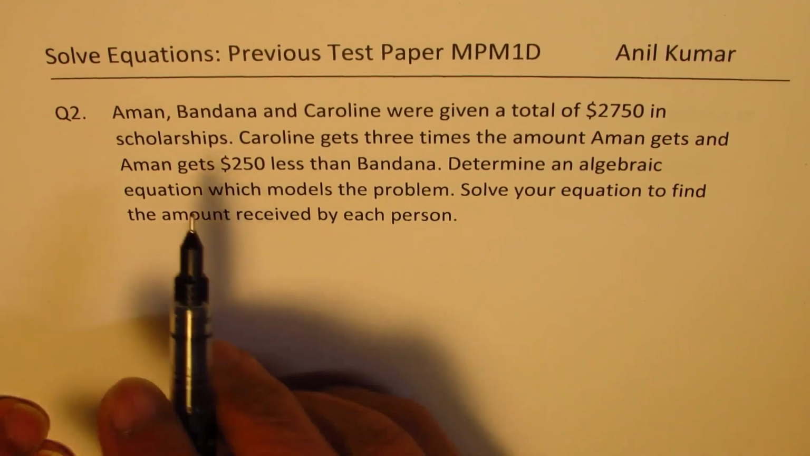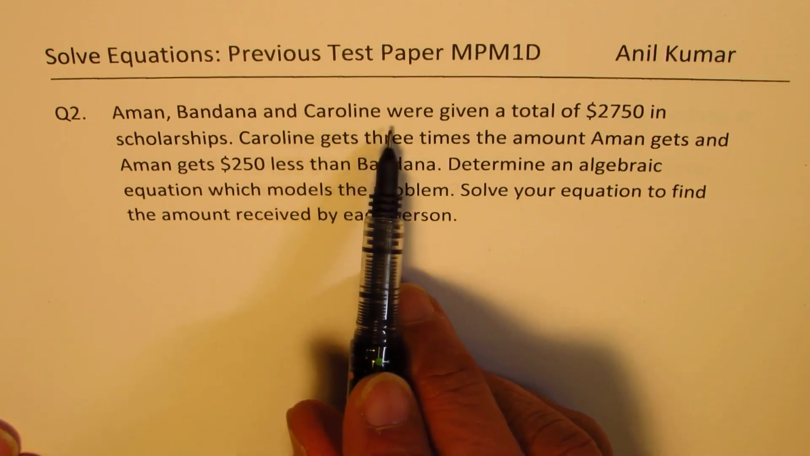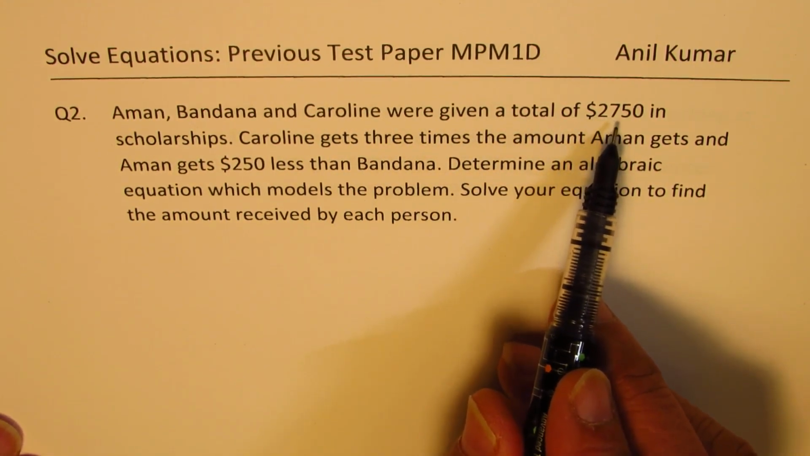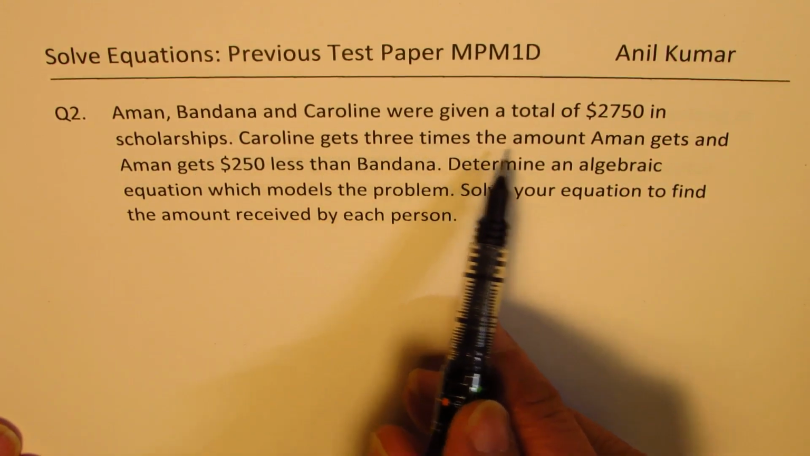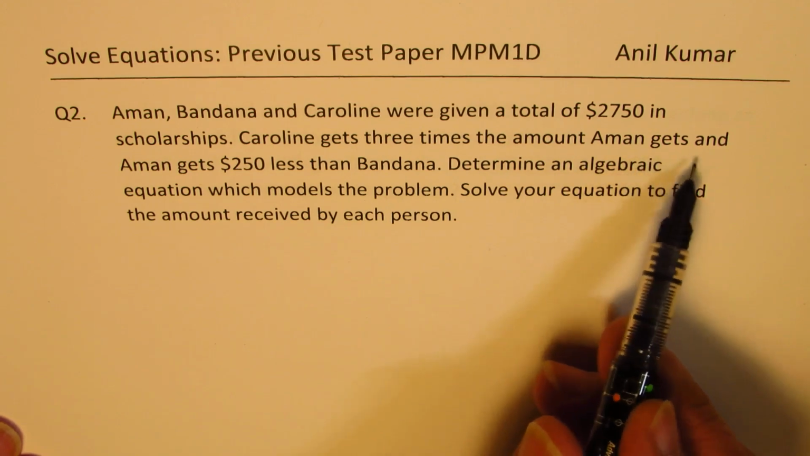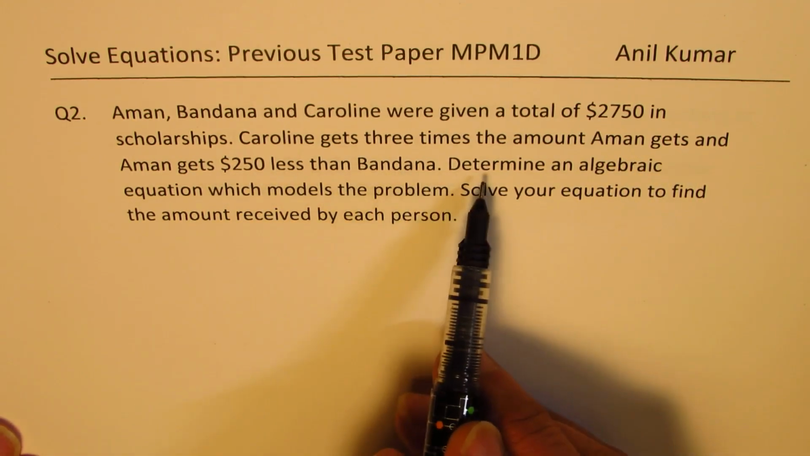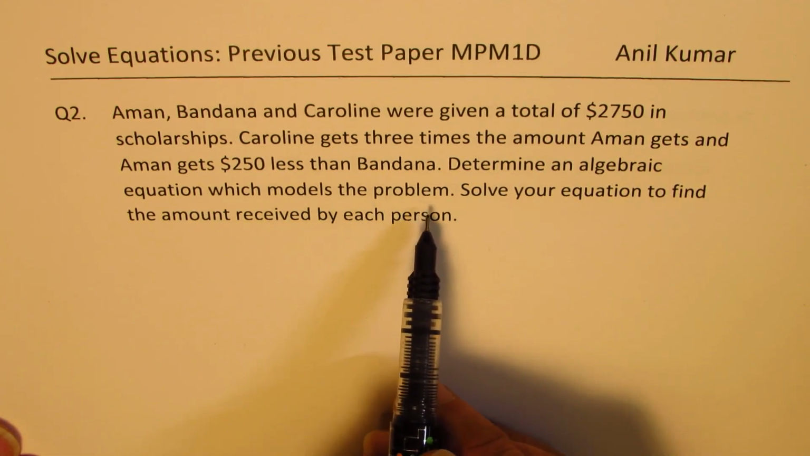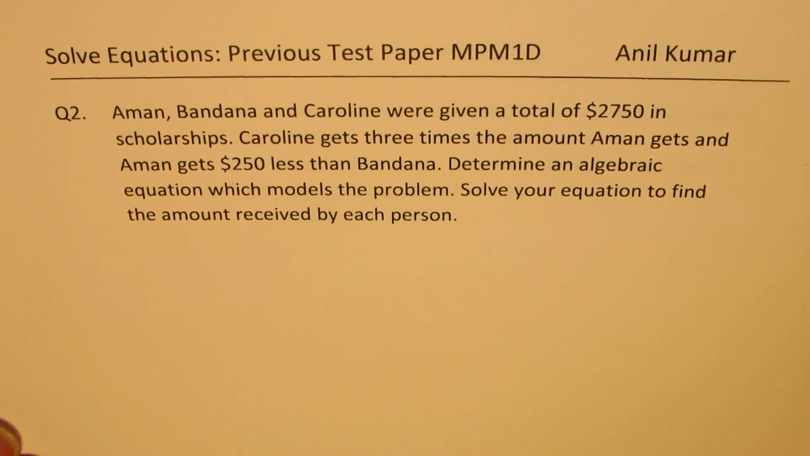Question number 2. Aman, Bandana and Caroline were given a total of 2750 in scholarships. Caroline gets 3 times the amount Aman gets and Aman gets 250 less than Bandana. Determine an algebraic equation which models the problem. Solve your equation to find the amount received by each person.